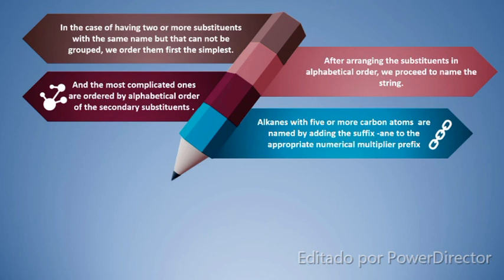Alkanes with 5 or more carbon atoms are named by adding the suffix "ane" to the appropriate numerical multiplier prefix. At the end of the substituents, the name of the main chain, which is the root, is written according to the number of carbons and the termination "ane".